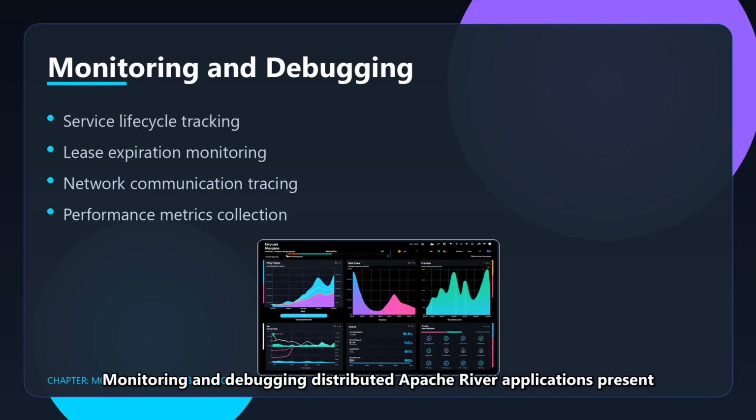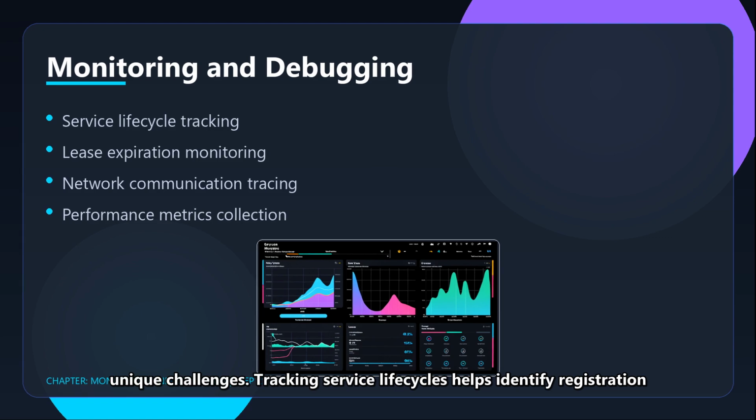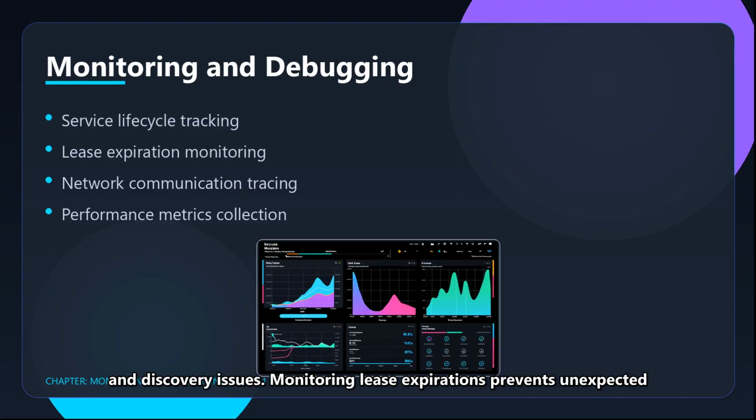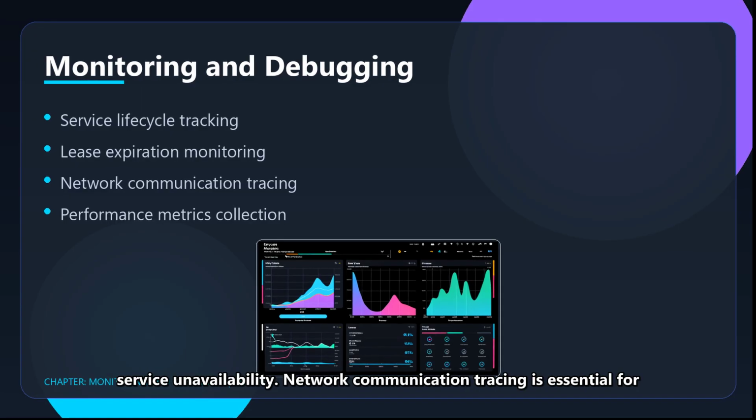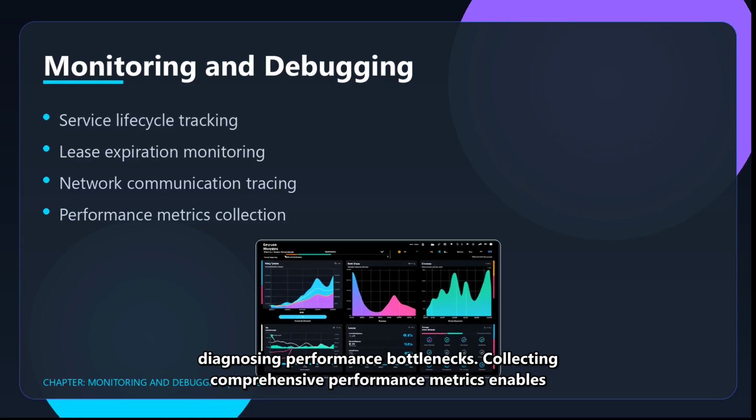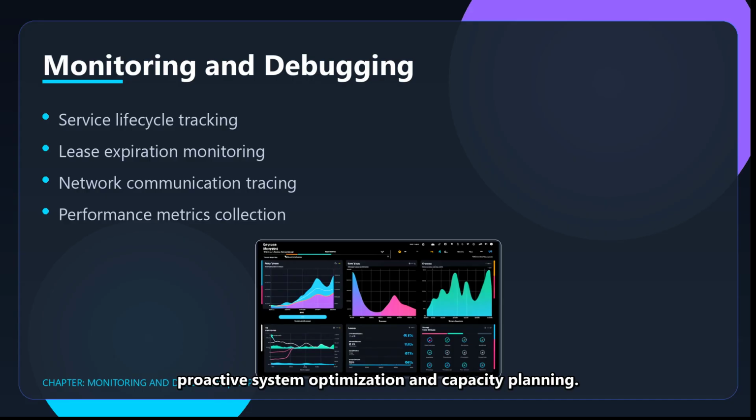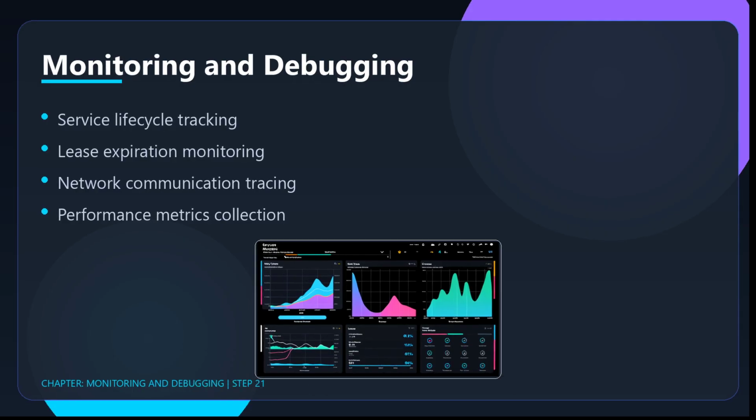Monitoring and debugging distributed Apache River applications present unique challenges. Tracking service lifecycles helps identify registration and discovery issues. Monitoring lease expirations prevents unexpected service unavailability. Network communication tracing is essential for diagnosing performance bottlenecks. Collecting comprehensive performance metrics enables proactive system optimization and capacity planning.